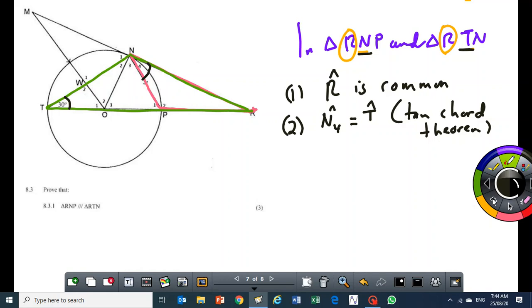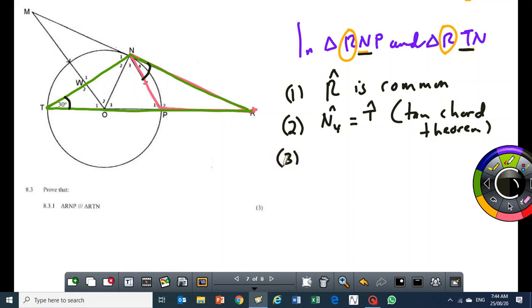The third pair is automatic because it's based on the sum of angles in a triangle. Please, there is no need for you to waste time trying to figure out why angle P is equal to angle N. There is no need. Once you have got these two pairs of corresponding angles, then you must be happy that you are almost done.